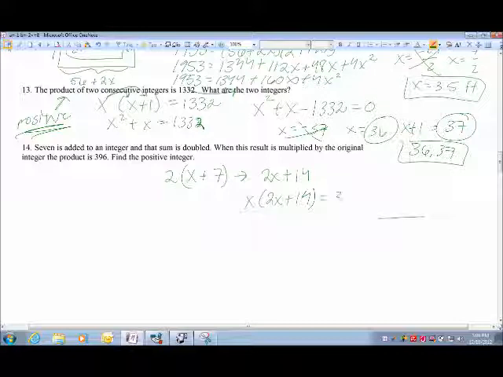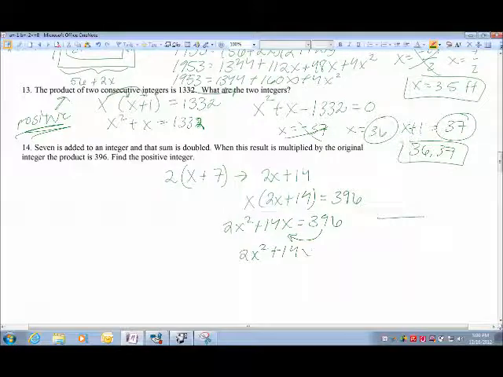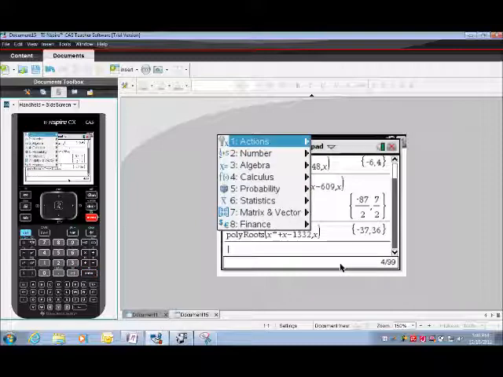And that should equal 396. We distribute the x, and you get 2x squared plus 14x equals 396. And we need to bring the 396 over. So you get 2x squared plus 14x minus 396 equals 0. Once again, now that it's in standard form, set equal to 0, we're going to go ahead and go back to our calculators, and you're going to hit menu 331.